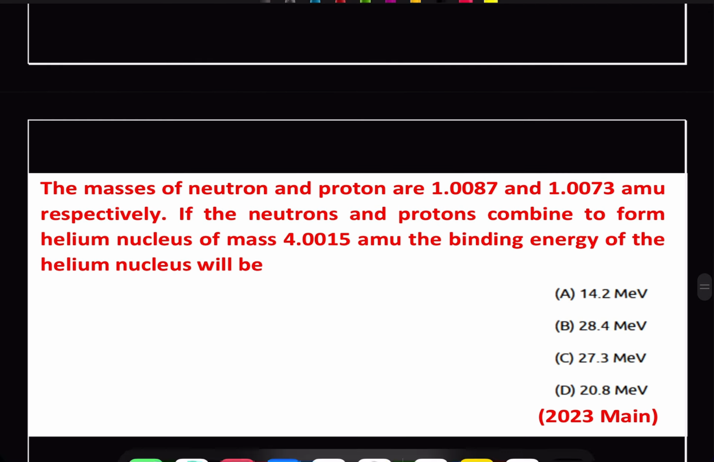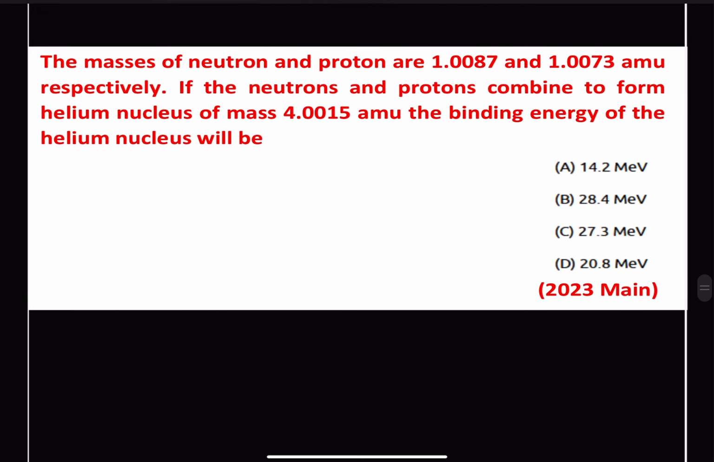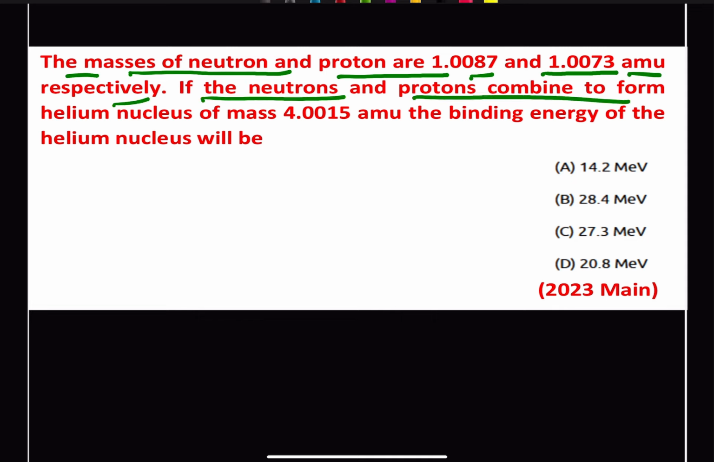It states that the masses of a neutron and proton are 1.0087 and 1.0073 AMU respectively. If neutrons and protons combine to form a helium nucleus of mass 4.0015 AMU, the binding energy of the helium nucleus will be.